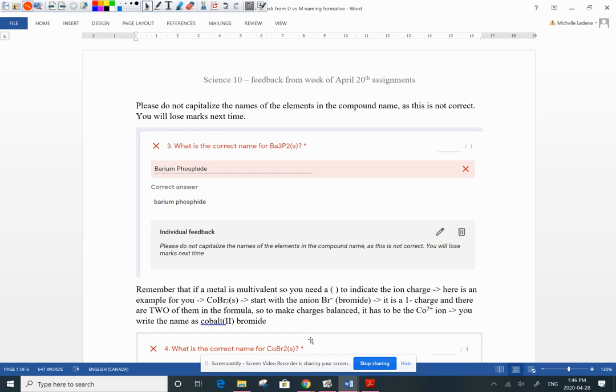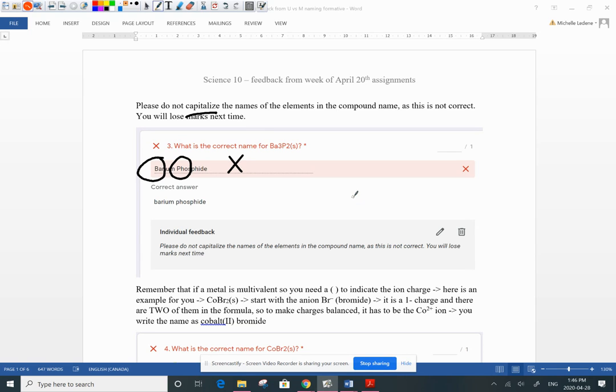Okay, so here was an example of a question that a lot of students got wrong, and you got part marks for it. And so just a reminder that you're not capitalizing the names of the elements in the compound name. It's not like a person's name, right, where you have to have a capital letter for their first name and their last name. It's just a compound. So they have a capital B here and a capital P here. You don't want to do that.